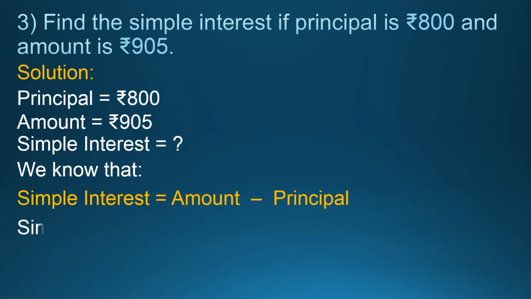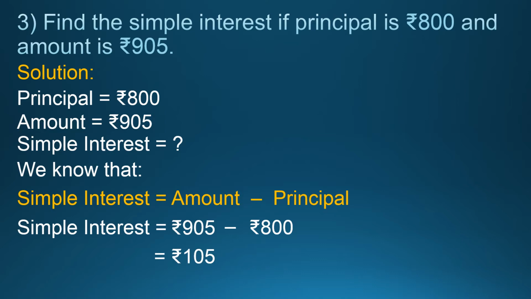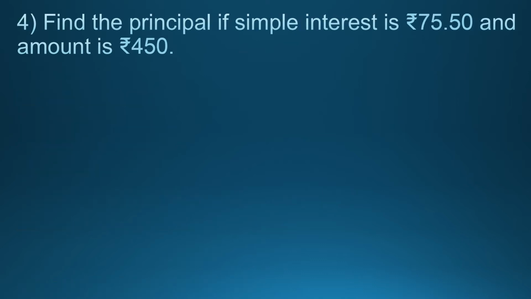Now put the value. Amount is equal to rupees 905. So write down rupees 905. Then write the minus symbol as it is. And principal is equal to rupees 800. So write down rupees 800. Now do the subtraction. We get rupees 105. So simple interest is equal to rupees 105. The next is question number 4.